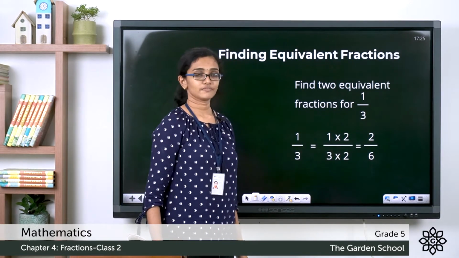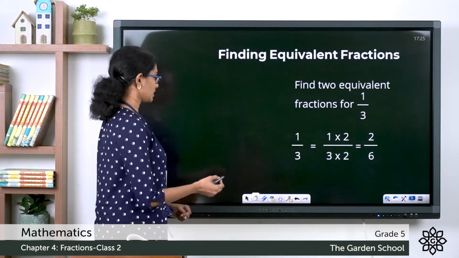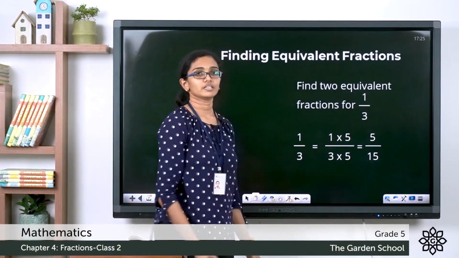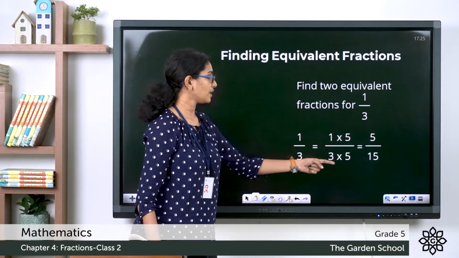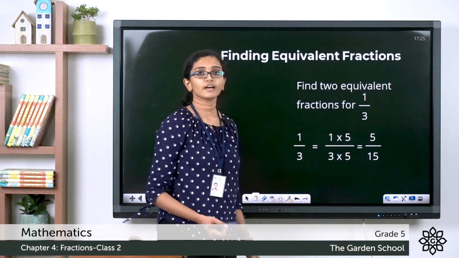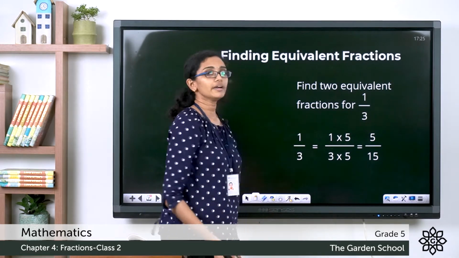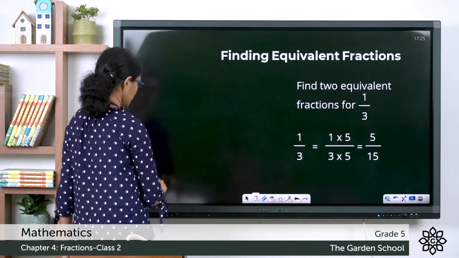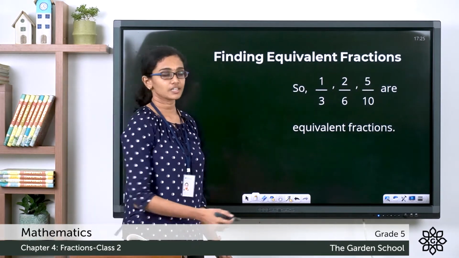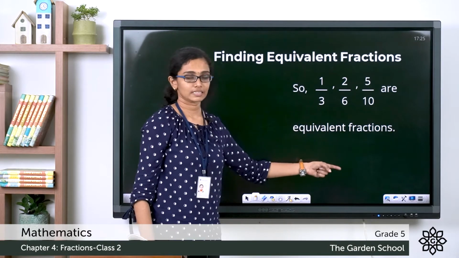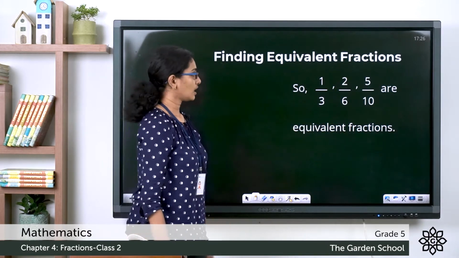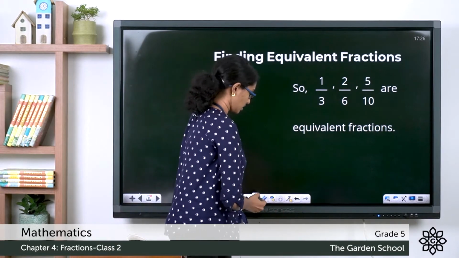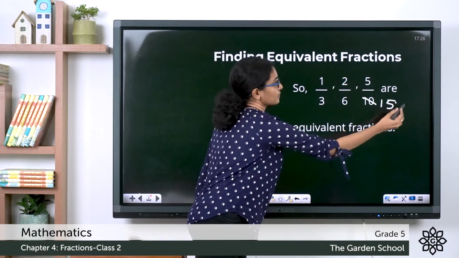So, here we have an equivalent fraction for 1/3, which is 2/6. See this case. Here, the numerator and the denominator both are multiplied by the number 5. So, we have 1 into 5 as the numerator and 3 into 5 as the denominator. So, the fraction here is 5/15. So, we can say the fractions 1/3, 2/6 and 5/15 are equivalent fractions.